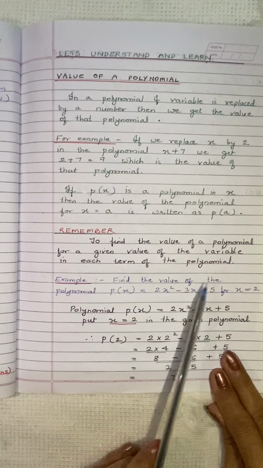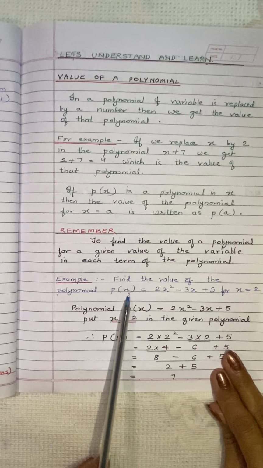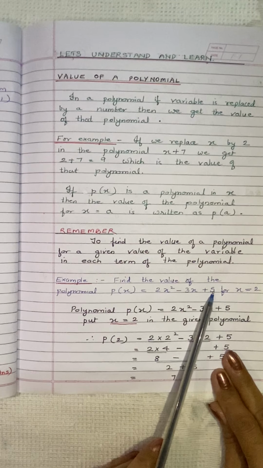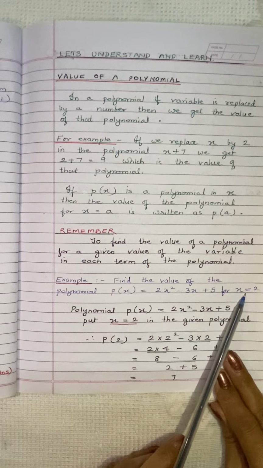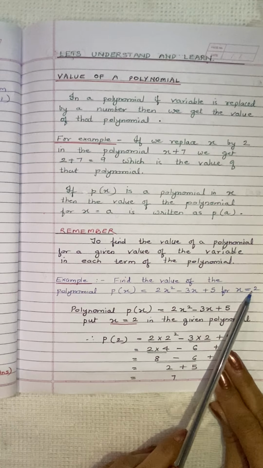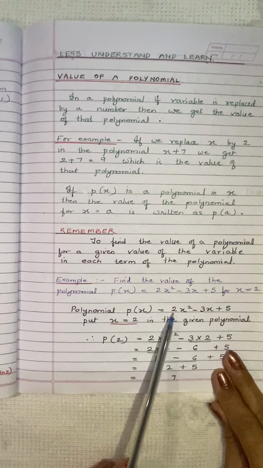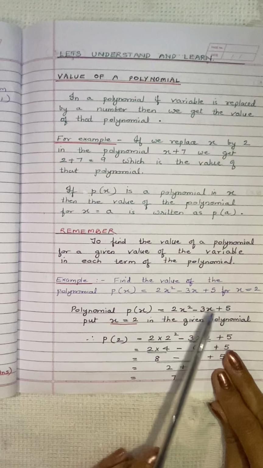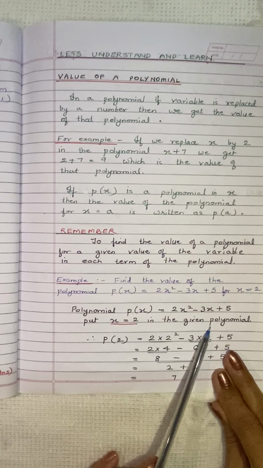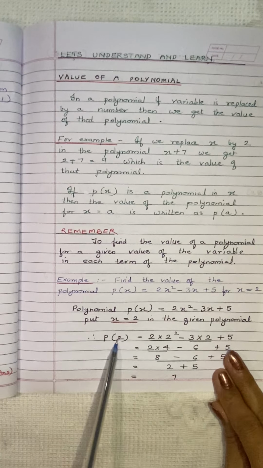Find the value of the polynomial p(x) is equal to 2x square minus 3x plus 5 for x equal to 2. So we will replace all the x's with 2. Polynomial p(x) is equal to 2x square minus 3x plus 5. Put x equal to 2 in the given polynomial. So we will replace this by 2.